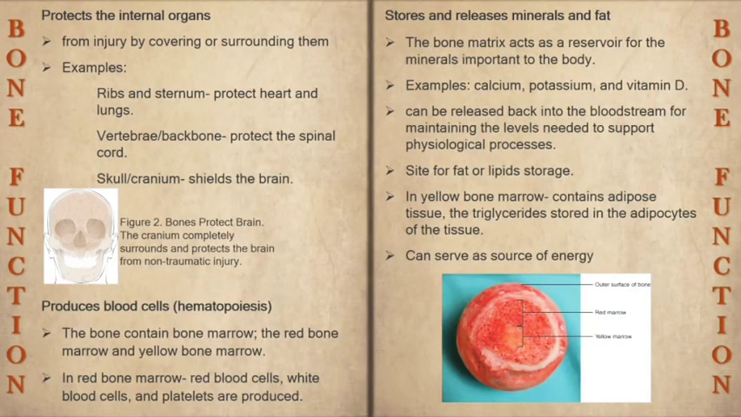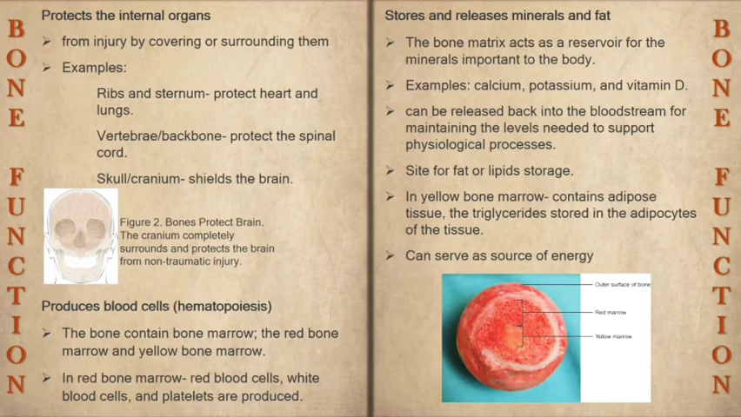Third, the bone protects the internal organs, basically from injury by covering or surrounding them. For example, the ribs and sternum protect the heart and lungs of the human. The vertebrae or backbone protect the spinal cord, while the skull or cranium shields the brain. Let's look at figure 2, how the bones protect the brain. The cranium completely surrounds and protects the brain from non-traumatic injury.